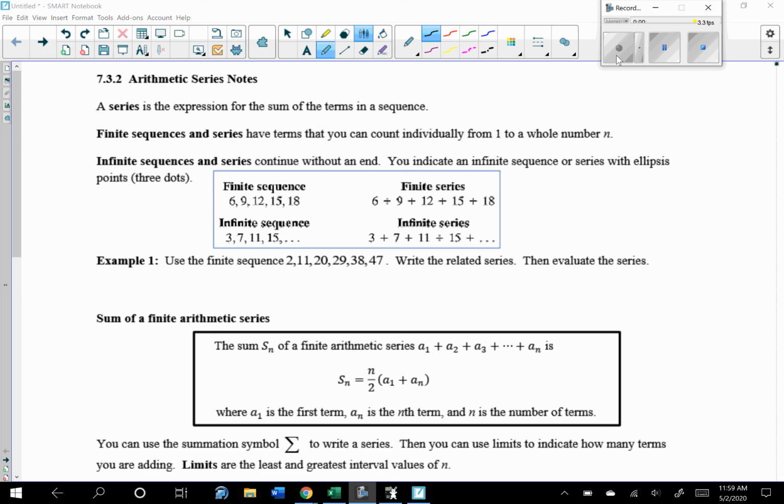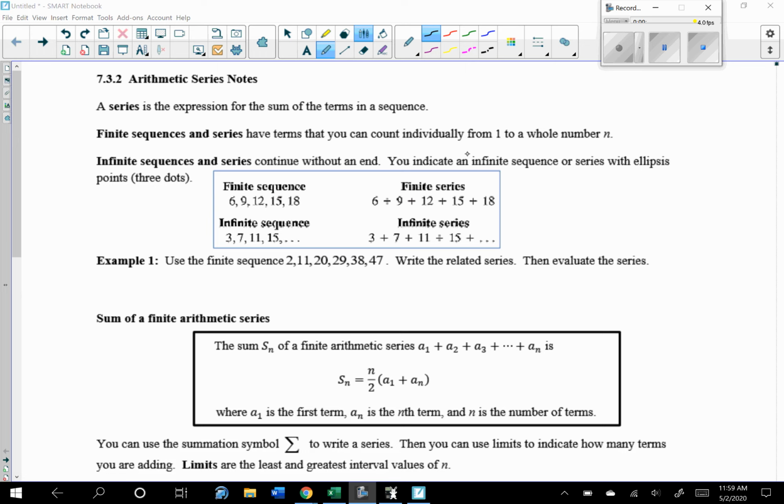Today we're going to talk about arithmetic series. A series is the expression for the sum of the terms in a sequence. Finite sequences and series have terms that you can count individually from 1 to a whole number n. Infinite sequences and series continue without an n. You indicate an infinite sequence or series with ellipsis points, which are the 3 dots at the end.